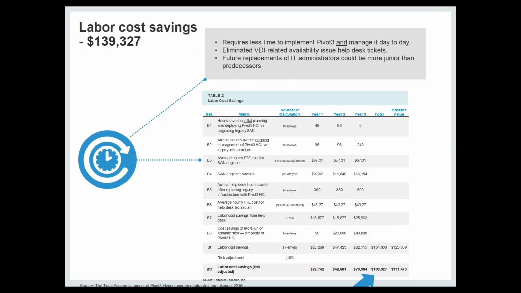Regarding labor cost savings, interviewed customers told me that Pivot3 HCI requires less time to implement and less time to manage on a day-to-day basis. Pivot3 also eliminated VDI-related availability issue help desk tickets and future replacements, and this is a key benefit, I think, going forward. Future replacements of IT administrators could be more junior than predecessors, saving what interviewed customers averaged $40,000 a year. So that's a key benefit. Next slide.